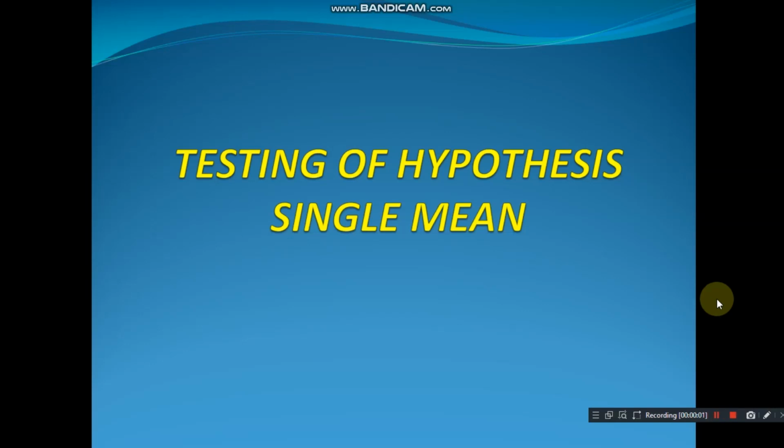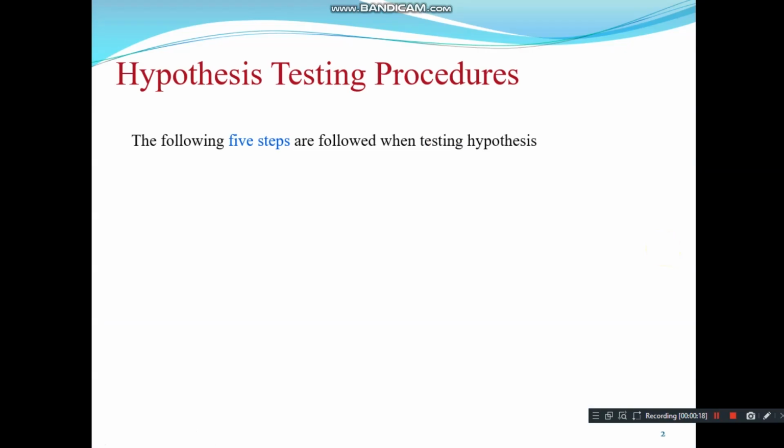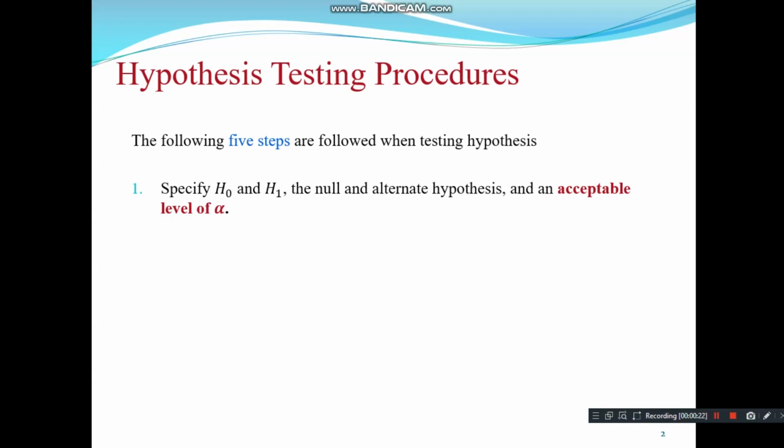Hi friends, now I would like to explain testing of hypothesis for single mean. First, I would like to give the steps involved in testing of hypothesis. It includes 5 steps. The first one, we should specify what is H0 and what is H1, that is, the null hypothesis and alternate hypothesis.